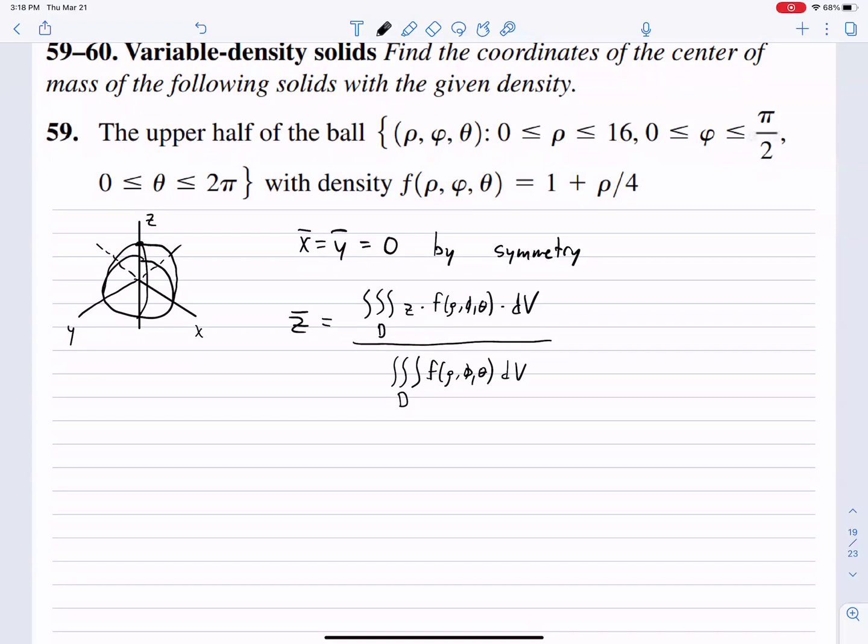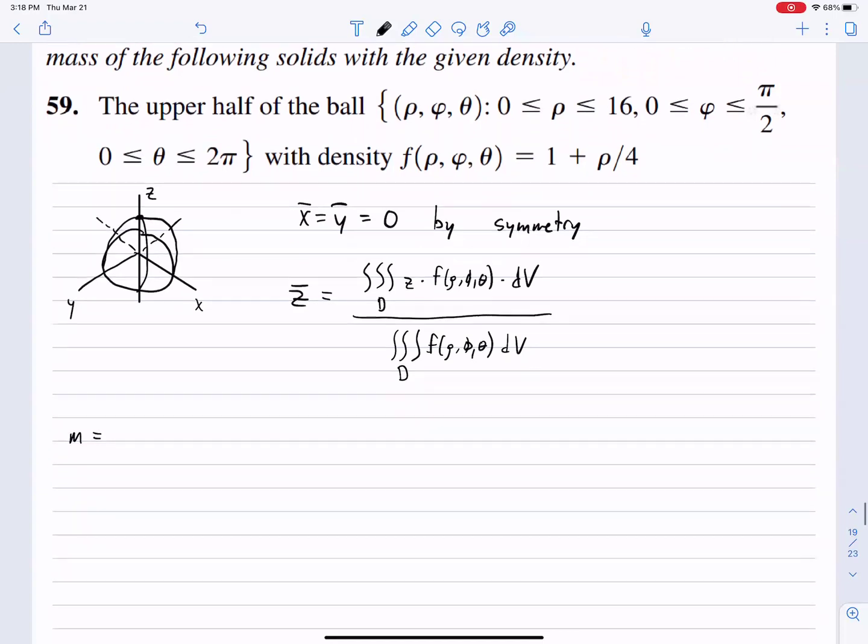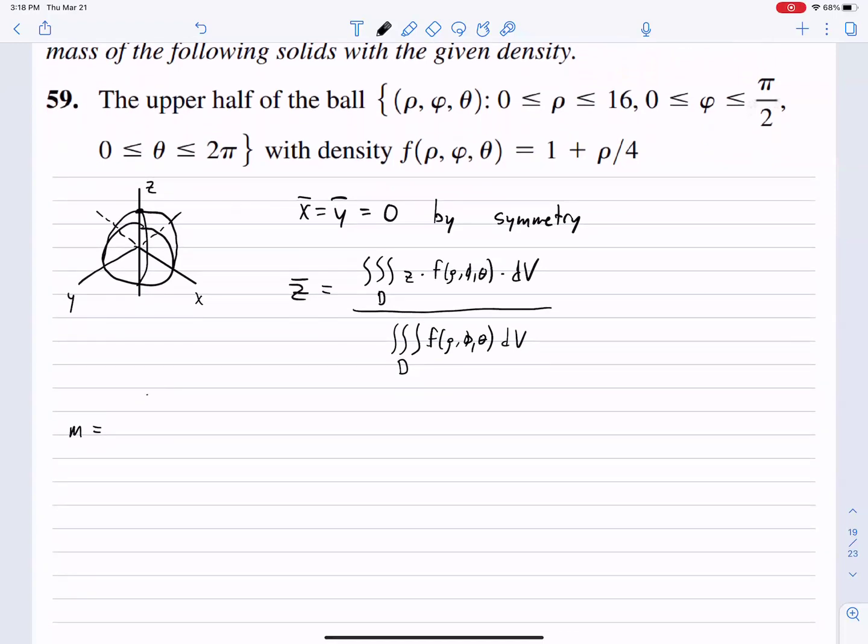Let's just do the mass first. The mass is actually, and is it okay if I just don't go all the way? I don't want to go all the way. The mass, let's just set it up and then we'll see how far I want to get.